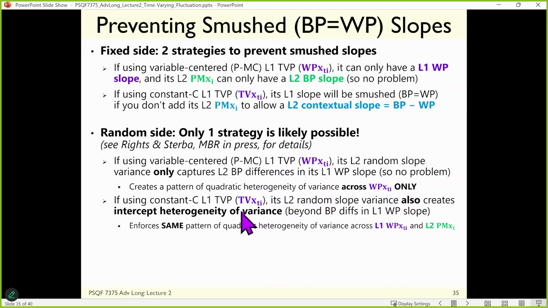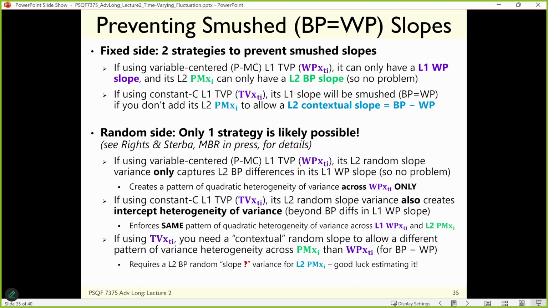But if you are using constant centering, then you're forcing the same pattern of quadratic heterogeneity of variance, this thing, along the variable on both levels. So you're introducing what is known as intercept heteroskedasticity. I know, it's a lot. If you want to know more about this problem, you can read the article or you can talk to Vladimir, because this is what his master's thesis has been about. He's been working on it for quite a while. It's a little complicated, as you might imagine.